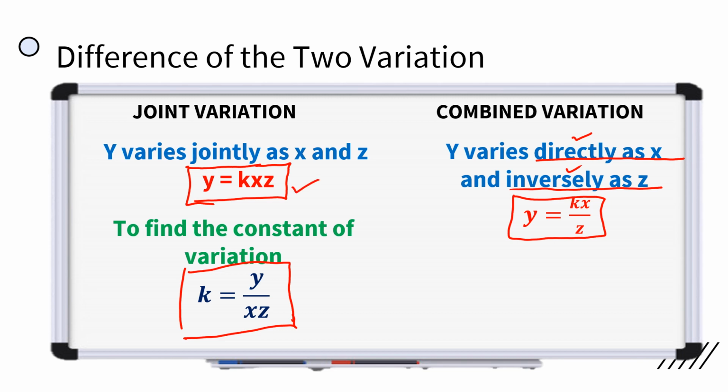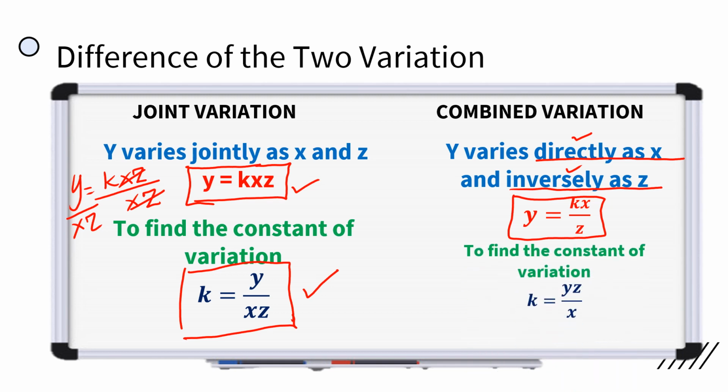Sa pagkuha ng y value, and then for constant, you have k is equal to y divided by xz. Or, how did we get that? So, you have here your y is equal to kxz. So, we divide both sides by xz para makuha natin yung value ng k. So, cancel. So, k is equal to y over xz.